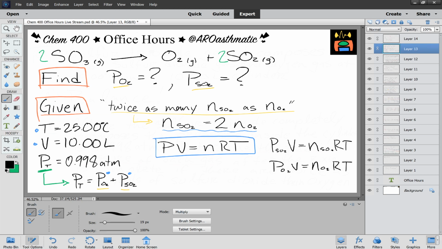Now we can do an algebraic rearrangement. If we take the ideal gas law and divide both sides by volume, we can isolate pressure on one side of the expression. The pressure of a gas is equal to the moles of that gas times the ideal gas constant times the temperature divided by the volume. And the reason this is useful is because we can now substitute in for the pressure of O2 and the pressure of SO2. Now hang with me for a second.